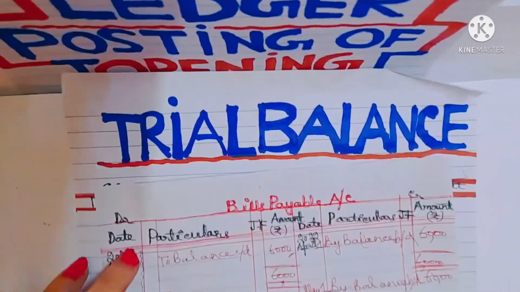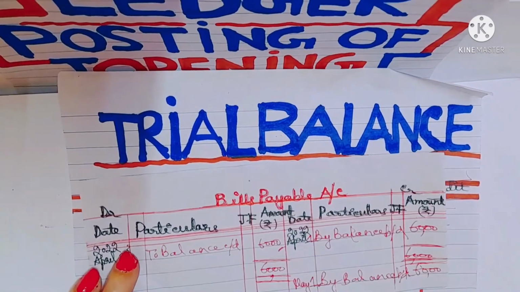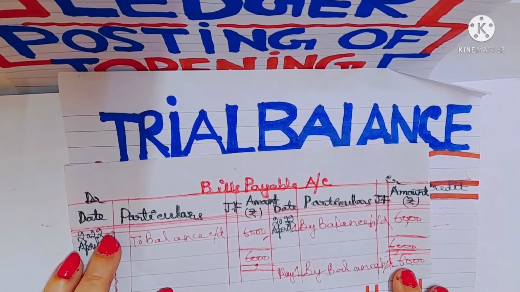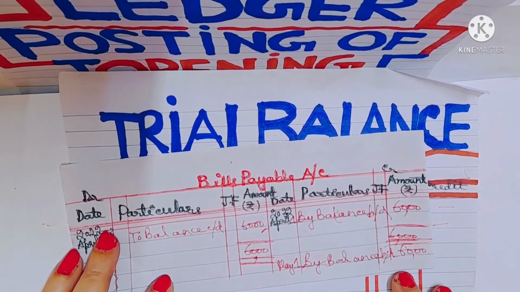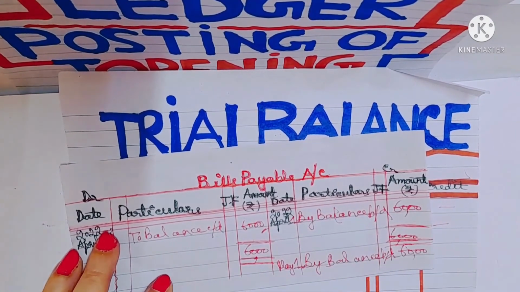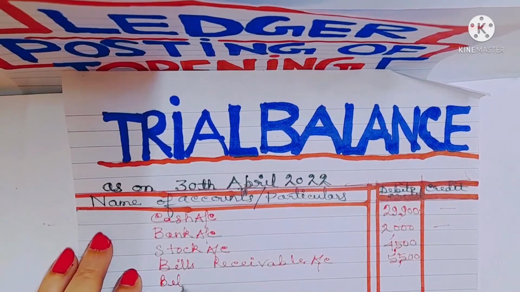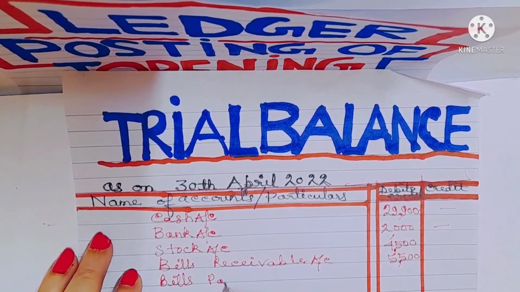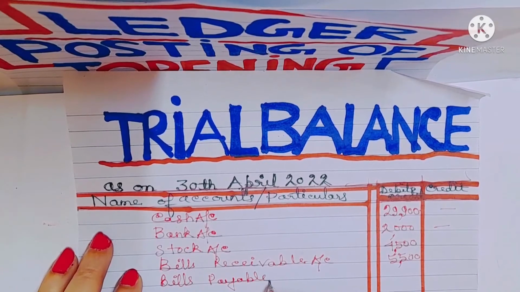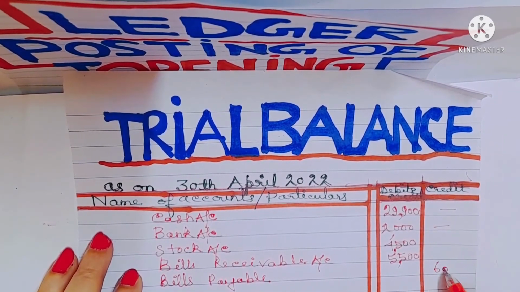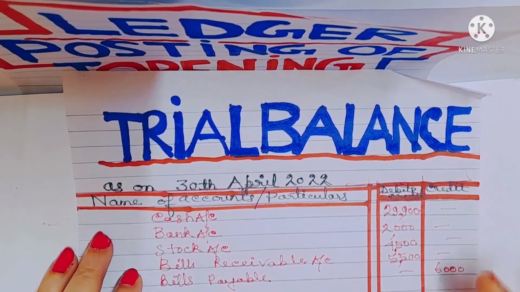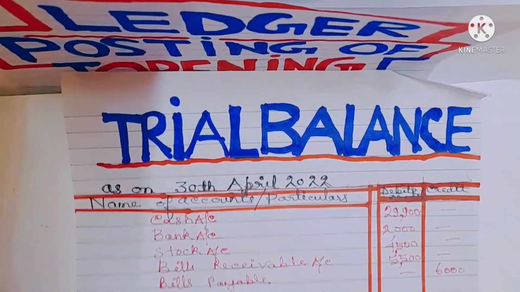Bills payable account. Bills payable account is a credit balance. Why? Because by balance BD is written beneath the credit total, 6,000. Let's write. Since bills payable account is a credit balance, we'll write the amount 6,000 in the credit column. Understood? Now let's see the next account.